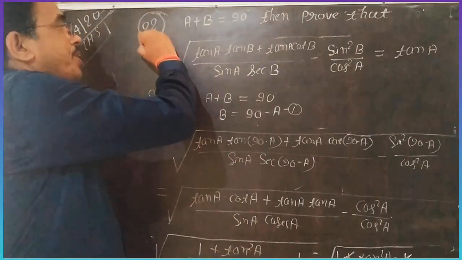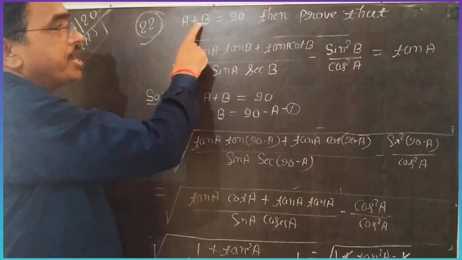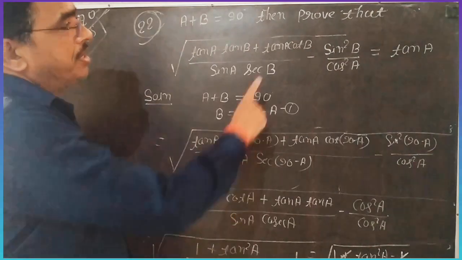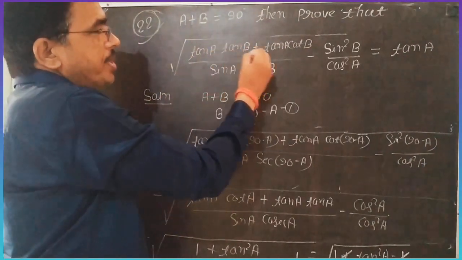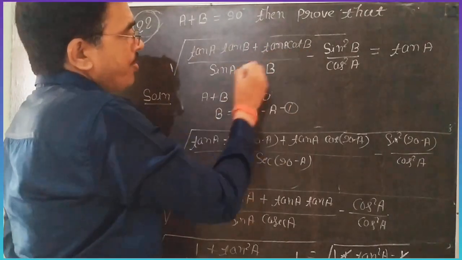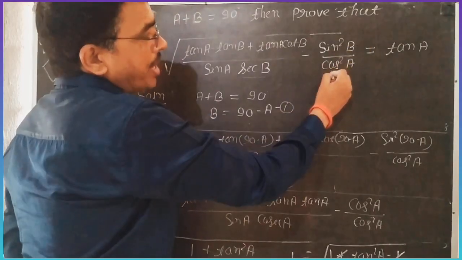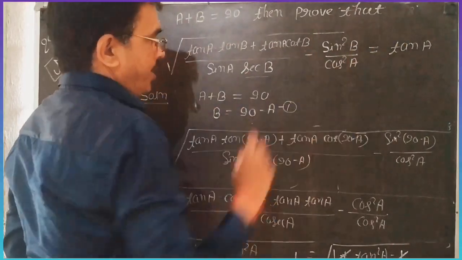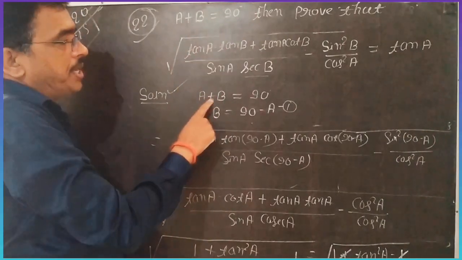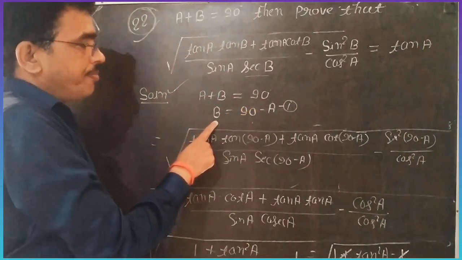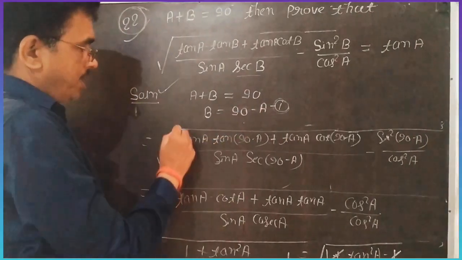Question number 2 of exercise 20. The question is that A plus B is 90. That means A and B are complementary angles to each other. Then prove that under root tan A into tan B plus tan A into cot B by sin A into sec B minus sin square B by cos square A is equal to tan A. So dear students, first write here given that A plus B is 90. Then B is equal to 90 minus A. It is your first equation. And then here is the question.